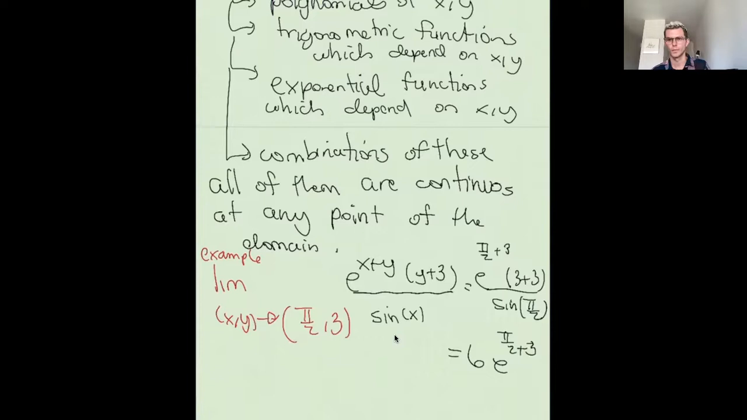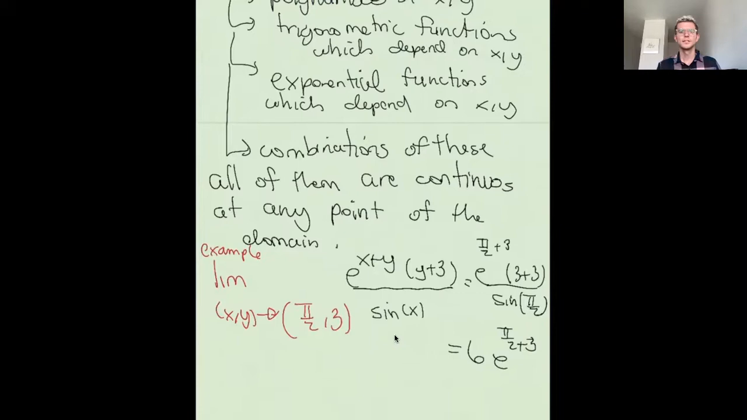Is that making sense? There's nothing too exciting, but you may see a couple of problems on MyLab where the limit that you need to compute is just found by plugging in the numbers. The reason you can do that is that if you thought of this as defining a function, this function is continuous at the point pi over 2, 3. And so that's why you can just plug it in. Is that okay?